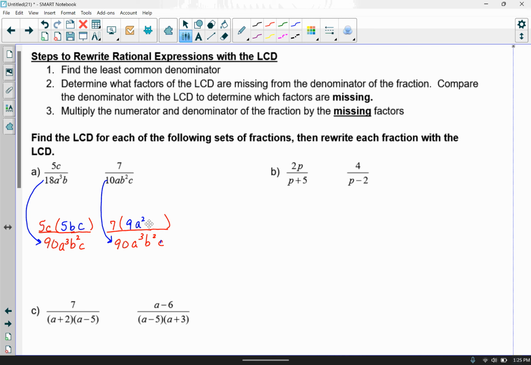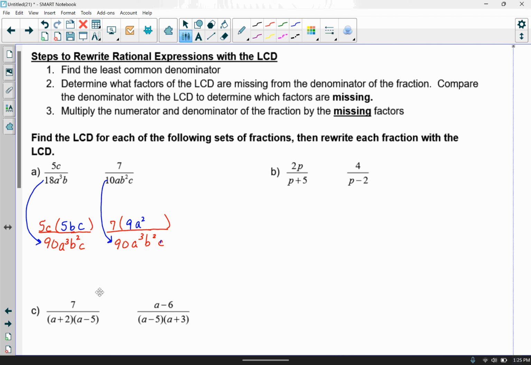Like for example here, if I cross off my a squared, I would just have an a, right? And 7 times 9 is 63, and then if I did 63 over 90 and reduced it, I'd get back to 7/10, for example, okay? Next, I'm just going to leave it at this stage here, because all that we're doing here is just building the equivalent fraction.